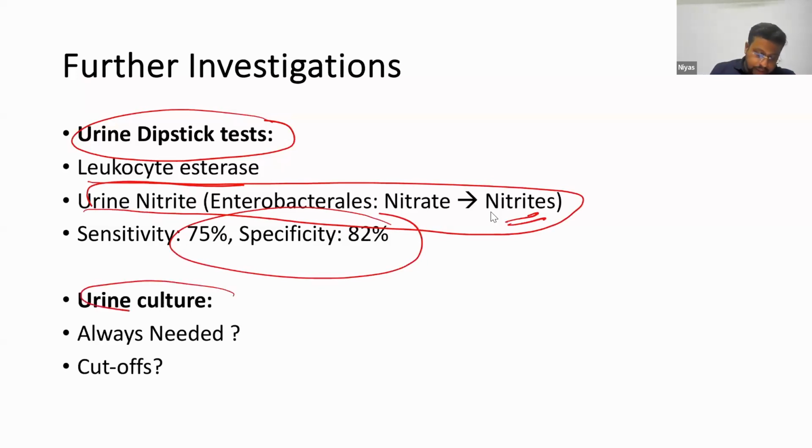Now, whether you should do a urine culture in all cases of cystitis is another question. The Western guidelines most often say you need not do a urine culture because the organisms are known and the susceptibility is known. But in Indian settings, where we have a lot of resistant organisms, I feel that it is better that you do a urine culture in cases of cystitis also, so that you know exactly what you're treating in case your empirical therapy fails.